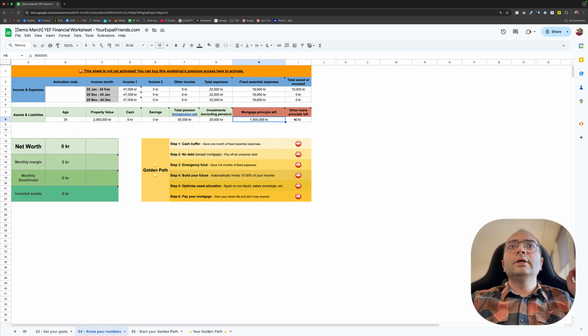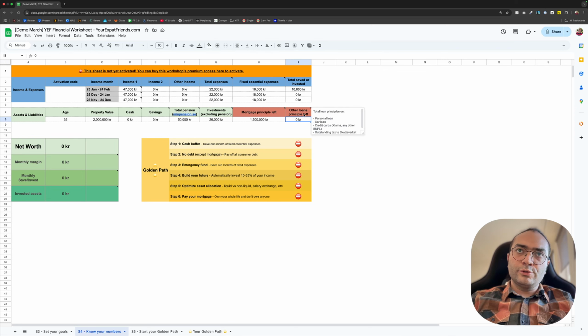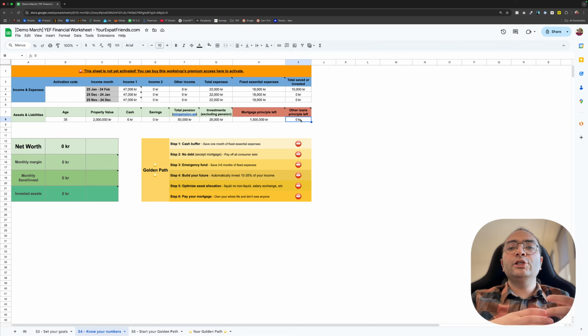And other loans and the principals of those loans that are left would go into the last column. So if you have any loans outside of your mortgage, if you have a car loan, a private loan, any type of loan, credit card loan, if you have a Klarna balance that is coming with you over the months, any kind of remaining loan that you have, add them all up together, put the number here.